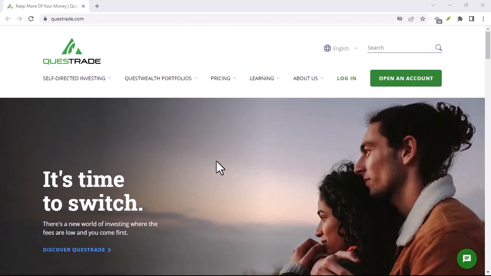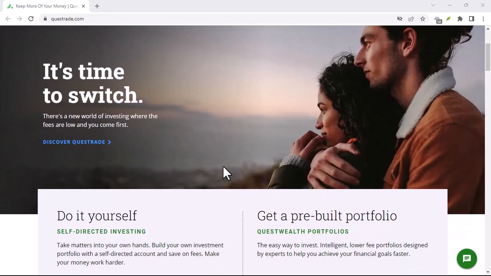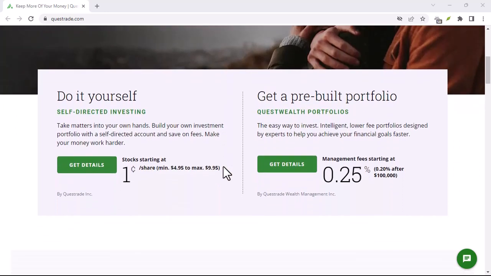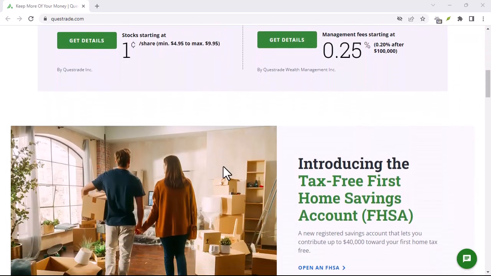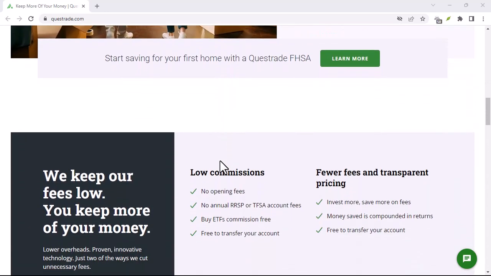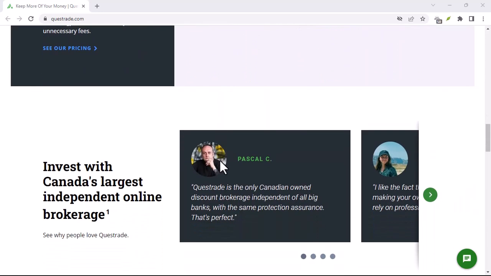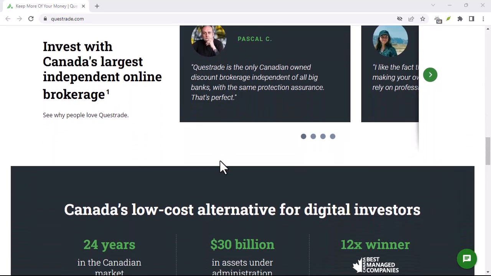There are no account maintenance fees on Questrade's self-directed accounts. However, there may be other fees associated with your account, such as trading fees or currency exchange fees. Managed accounts have a monthly account maintenance fee. In addition, Questrade may also charge an inactivity fee if your account is inactive for a certain period of time.